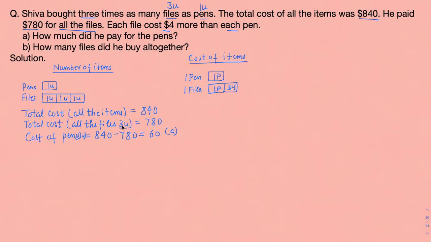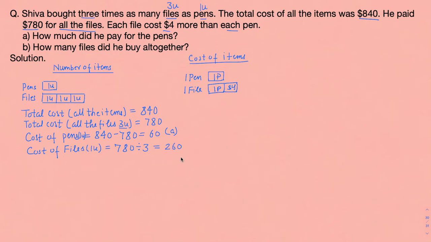So we already have the total cost of 3 units of files. From that we can get the cost of 1 unit of files. The cost of 1 unit of files will be 780, obviously divided by 3, right? Because the cost of 3 units of files is 780, so the cost of 1 unit of files will be 780 divided by 3. That will give us 260.